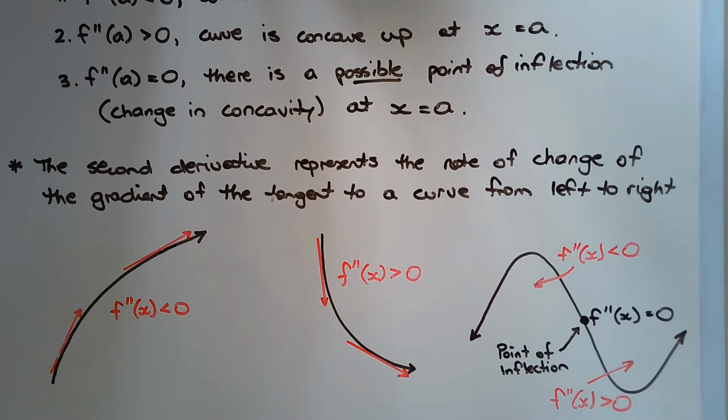And lastly, this curve here shows a change in concavity at this point here. And this is where the second derivative is equal to 0. But the second derivative to the left of the point of inflection is negative, and the second derivative to the right of the point of inflection is in fact positive. So this point here is in fact a point of inflection, and it indicates a change in concavity at this point of the curve.